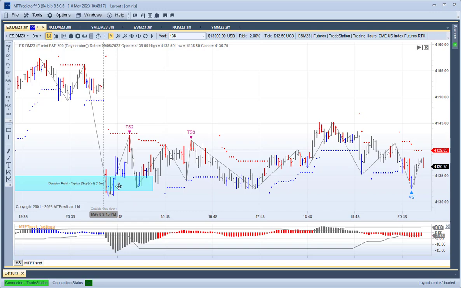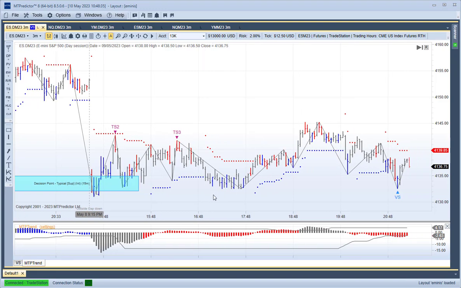So what happens when you get support, but your MTP trend is red? One thing is telling you that there's support and the market is likely to rally. The other thing is telling you that there's a downtrend because the MTP trend is red and the market is likely to decline. So what do you do? Do you take longs or shorts?